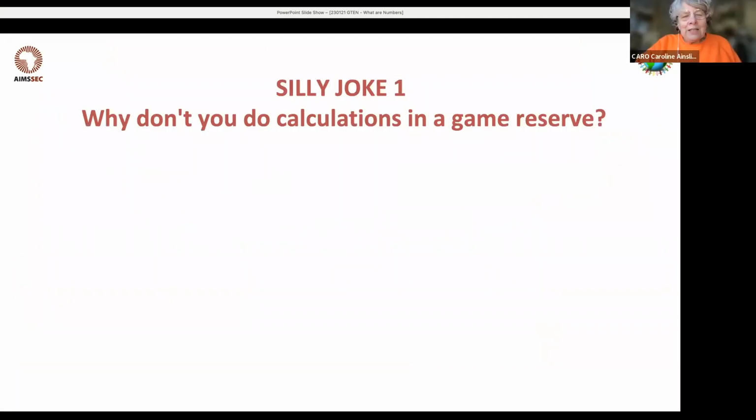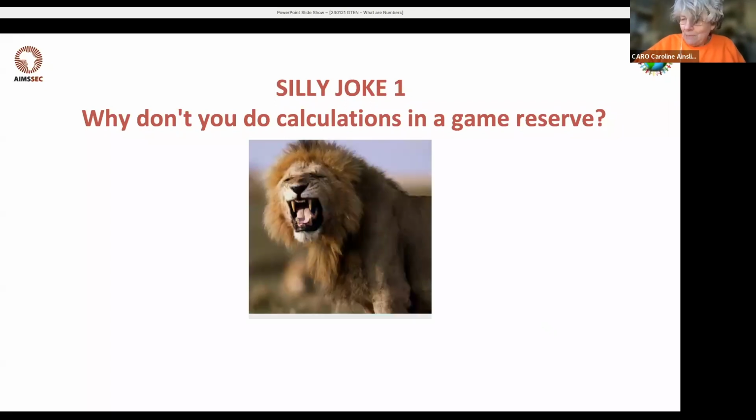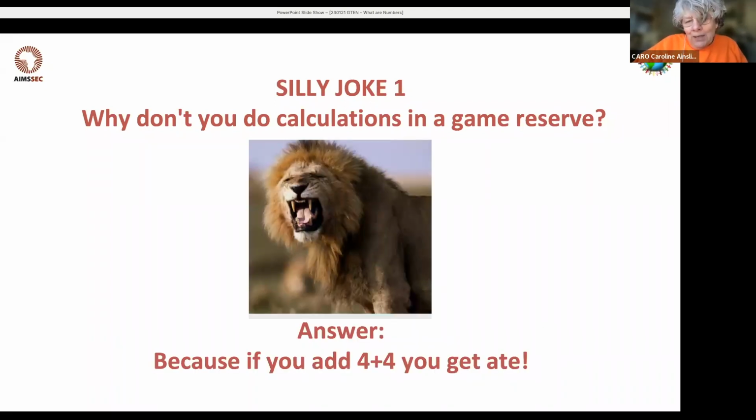We're going to be telling some jokes. These are mathematical jokes, and we want you to think how you can use these in your class. So why don't you do calculations in a game reserve? I don't know, Caroline. Why don't you do calculations in a game reserve? And here's the maths. Because if you add 4 plus 4, you get 8.